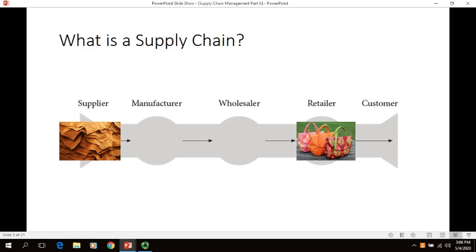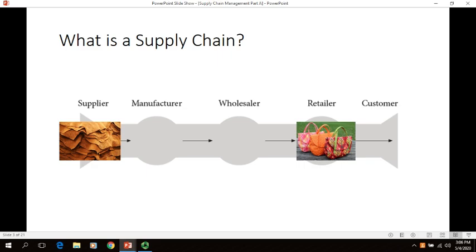The first question, what's a supply chain? So let's take an example. Suppose I want to buy a handbag. So I go to Macy's. I enter one of the stores and I see lots of handbags from lots of brands. In this case, I am the customer and the store at Macy's is a retailer.